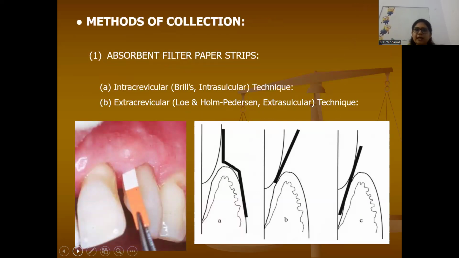So the methods of collection was number one, absorbent filter paper strips, either intracrevicular, that was the Presser intracrevicular technique, or extracrevicular, that was Loe and Holm-Pedersen extracrevicular technique. The techniques can be easily understood from the diagrams. Please go through them.